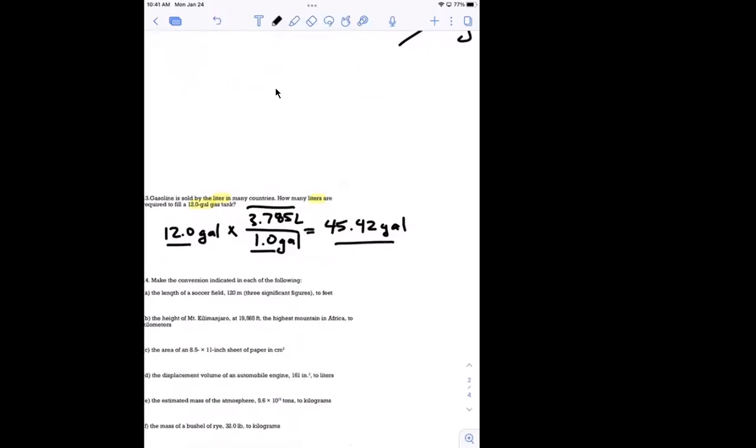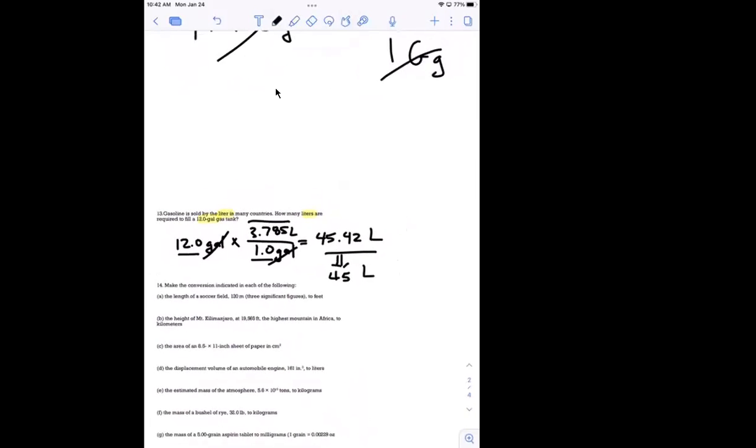But that's 45.42. We need to take that to 2 sig-figs. So we'll say that it's 45 gallons. That should be liters, right? Oh, yeah, sorry. My bad, because gallons cancel. You're right. Liters. 45 liters, because the gallons here cancel. Thank you.